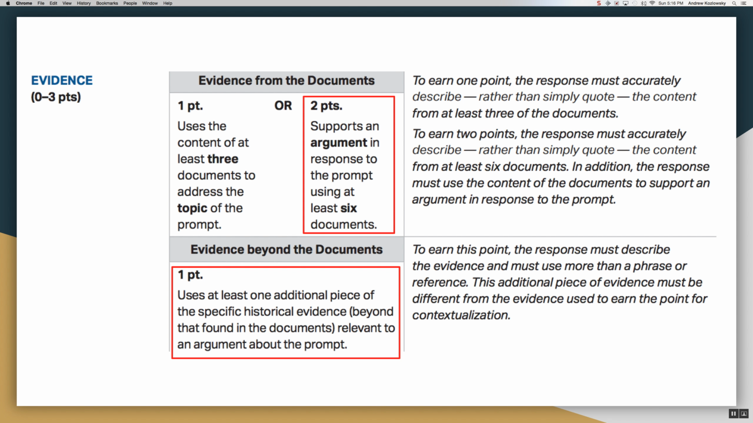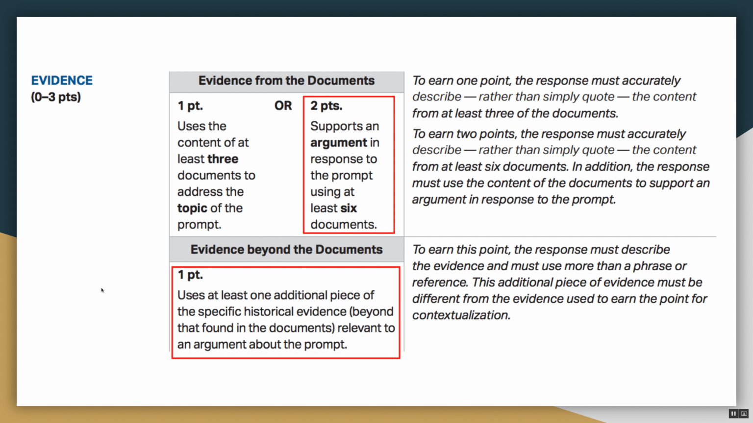You're going to use this historical piece of evidence beyond the documents, and it has to be relevant and it has to support your argument. So just like you're doing with the actual quotes or the actual evidence in the documents, you're doing the same thing but with your own background knowledge. And you only have to do that in one place. Of course, more would be better.